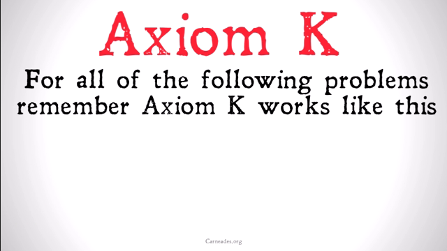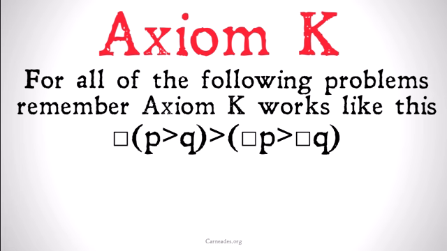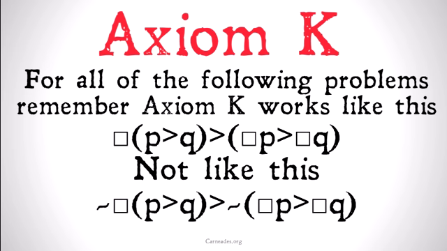Okay? So, for all of the following problems, remember that Axiom K works like this. Necessity can go into an implication. It can be distributed across an implication. If it's necessary that P implies Q, then if it's necessary that P, it is necessary that Q. It does not work like this.